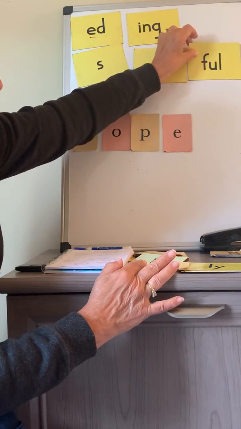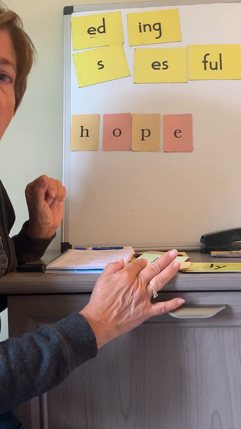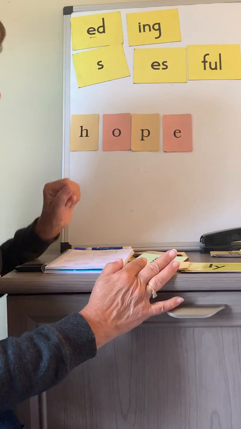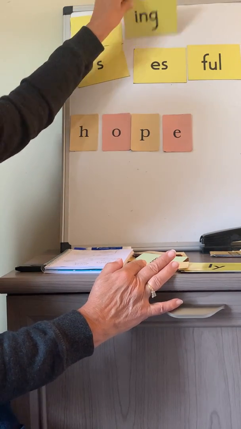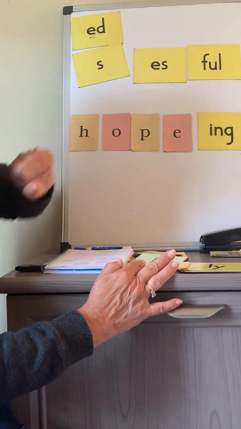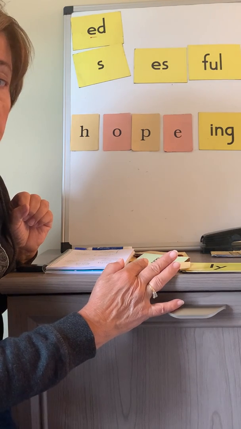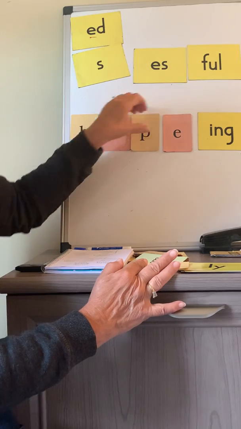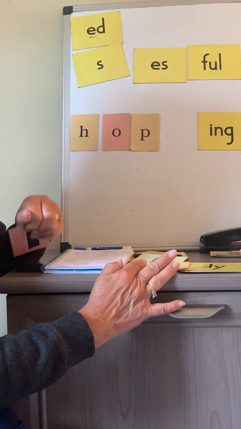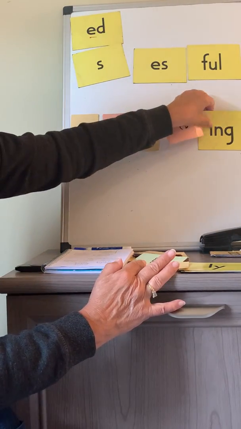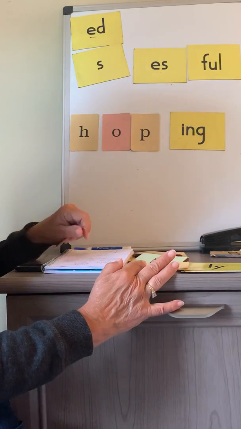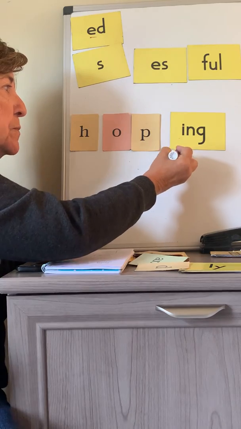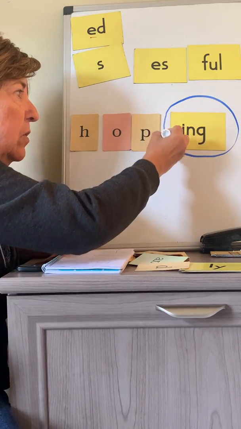If I wanted to make this word hoping, if I wanted to add the ing, there's something I have to do first. Do you remember what it is? You're right, I have to take the E off and then add the ing. So when I mark the word, I'm going to first put the ing in the black hole.